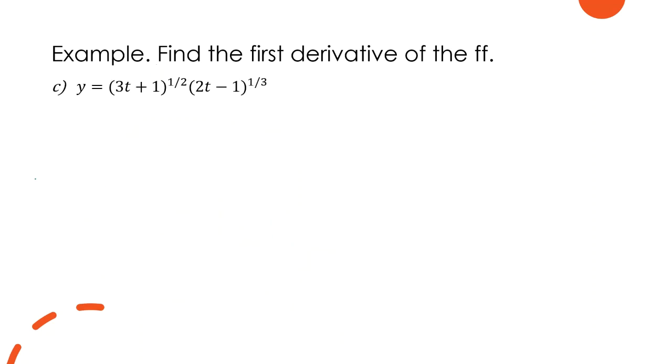Next example we have here. Find the first derivative of y is equivalent to 3t plus 1 raised to 1/2 times 2t minus 1 raised to 1/3. As you can see, this is a product of two terms. So we can say that this one is our u, and this one is our v. In the product rule, we have u dv plus v du.